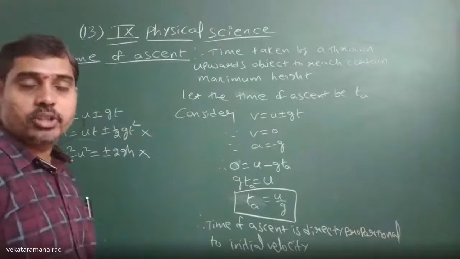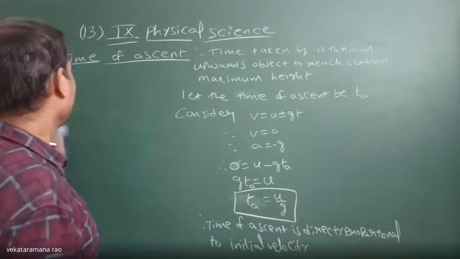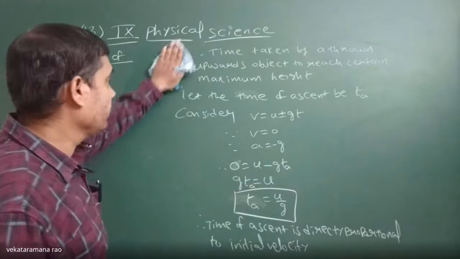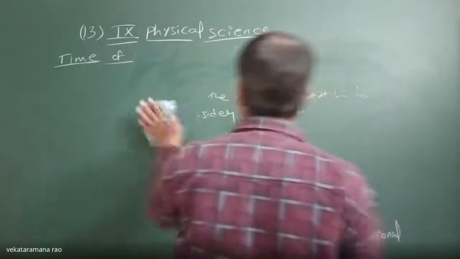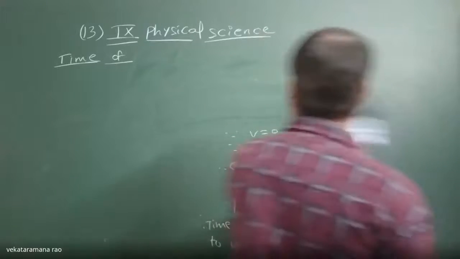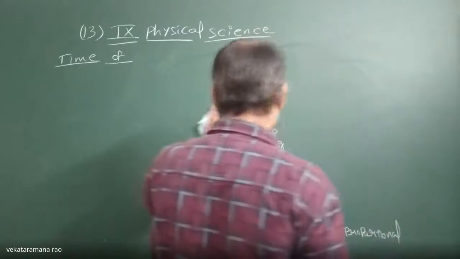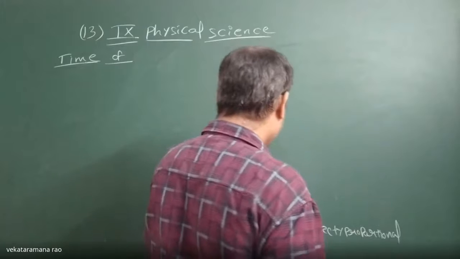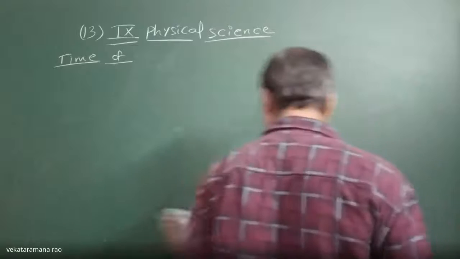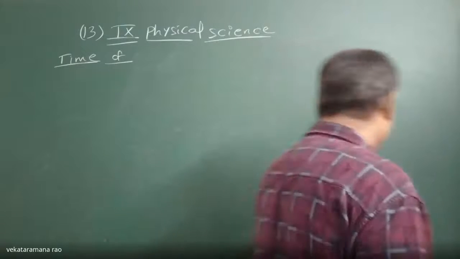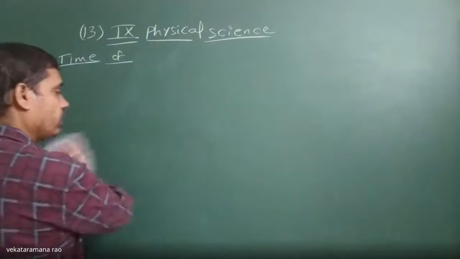Now, we will discuss time of descent. What is time of descent? The time taken by a freely falling body to reach the earth is known as time of descent. For time of descent also, we have to derive a formula. So what is the formula for time of descent?